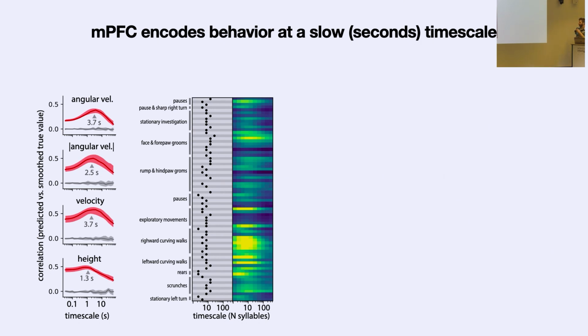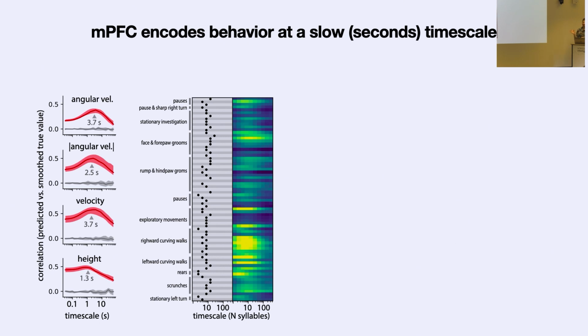So you can think that roughly what PFC seems to care about at a given moment is the average of the behavior within a 10-second interval around that moment. And if you look at a syllable level of representation of the behavior shown on the right, you get a similar answer, where PFC seems to care about a 10-syllable window, or a 10-syllable kernel of smoothing, around the current behavior.